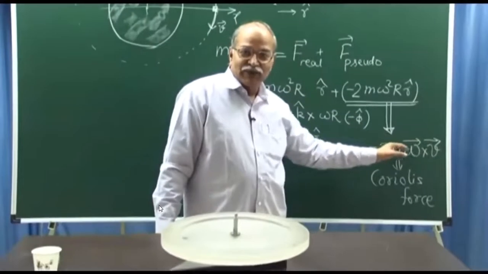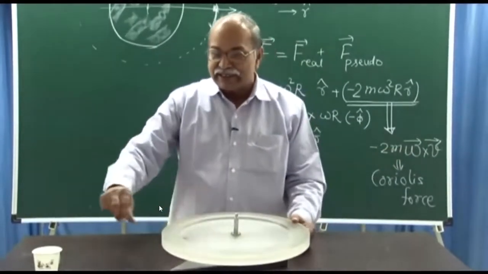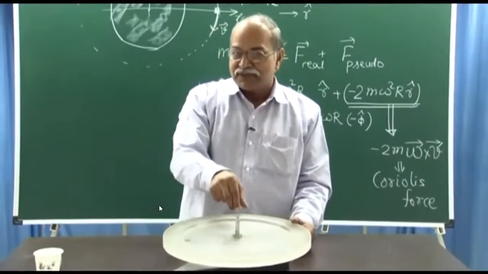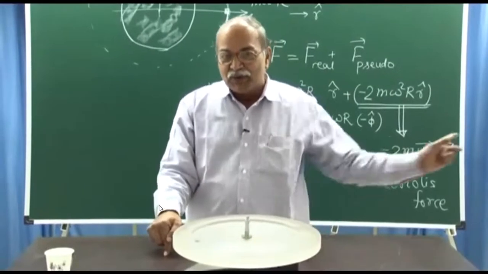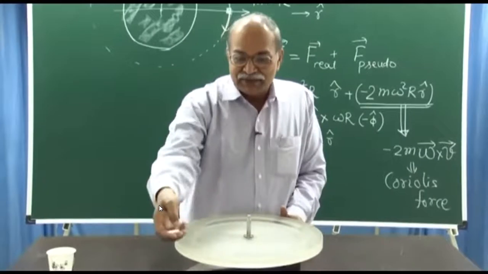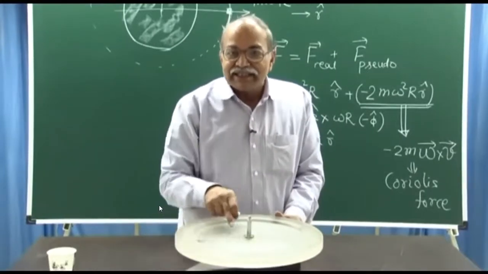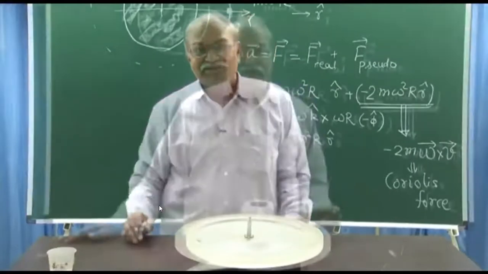So minus 2m omega cross v in this scenario, when velocity is radially outward, and omega, the angular velocity vector of this frame, is vertically downward, does have a direction in this way, and the coin is deflecting in that direction as seen by this water path. So that is the Coriolis force.